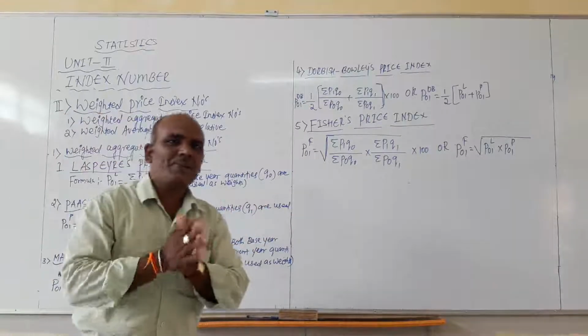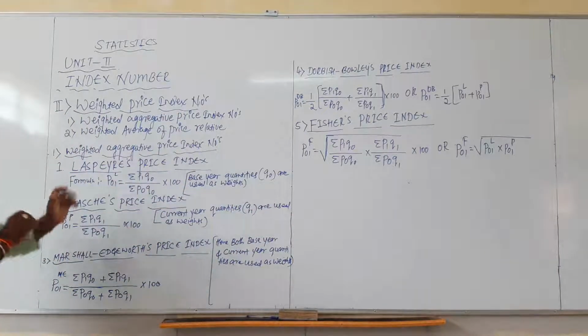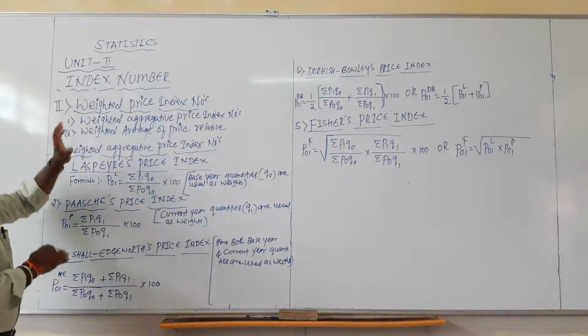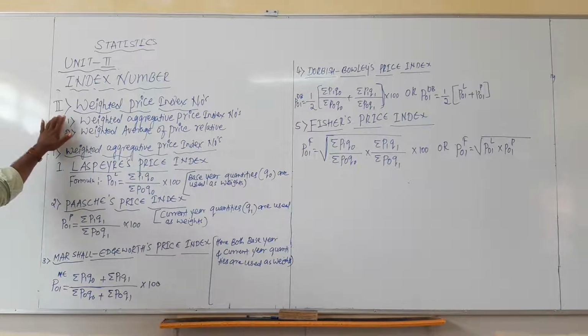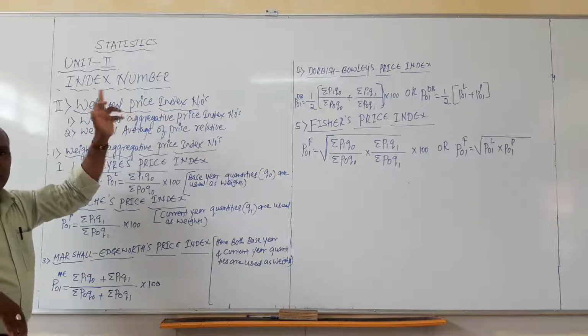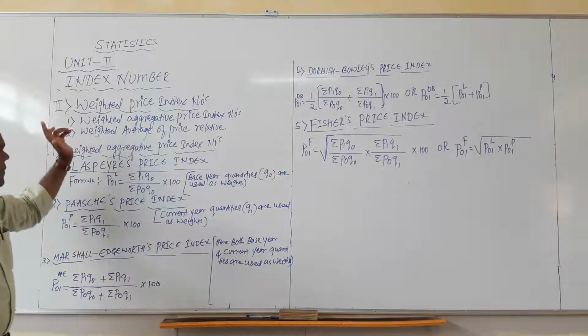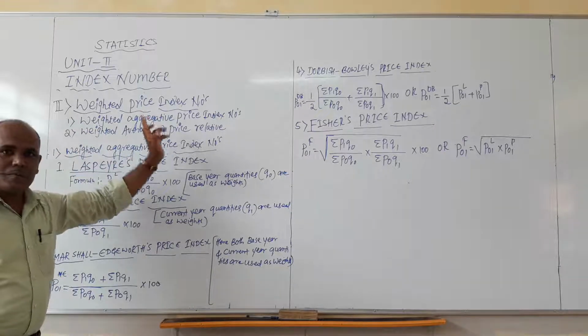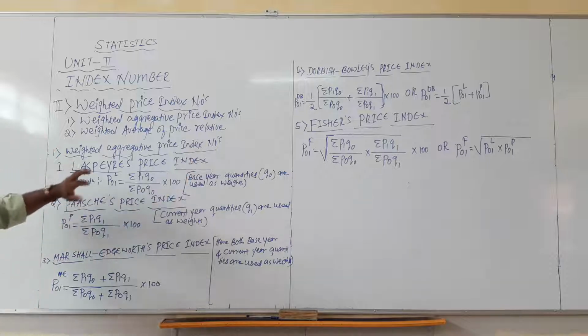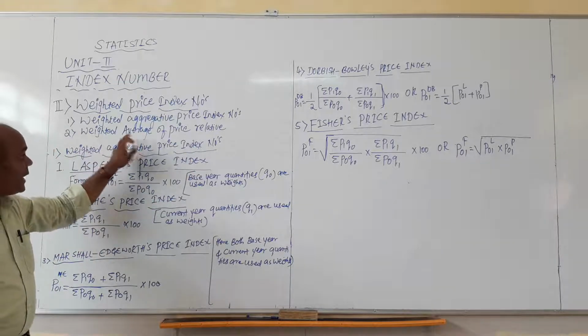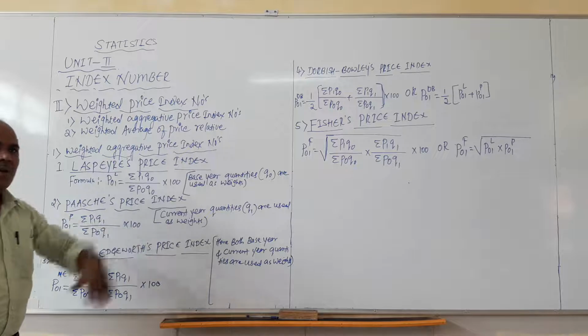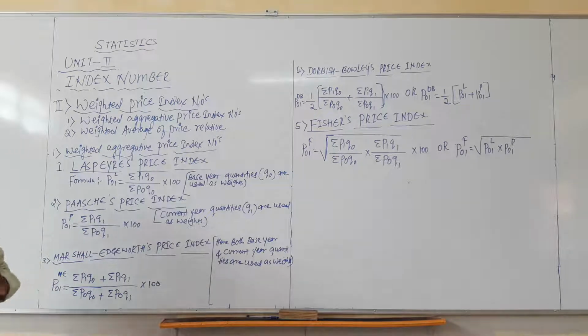Hello dear students. Next concept relating to construction of index numbers. The second method for the construction of index number is weighted price index number. In that, there are two sub methods: first, weighted aggregative price index number, and second, weighted average of price relative. We will first see the first method.